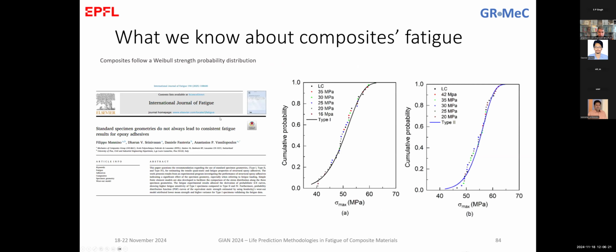So we said before, we know that composites follow a Weibull distribution. These are publications of our group that investigated these effects and show these results. This is a Weibull distribution with data. The different colors correspond to different loading levels in a fatigue SN curve. And we see that these are data that are well dispersed in a Weibull distribution cumulative probability plot for different materials, actually, different types of specimen types.